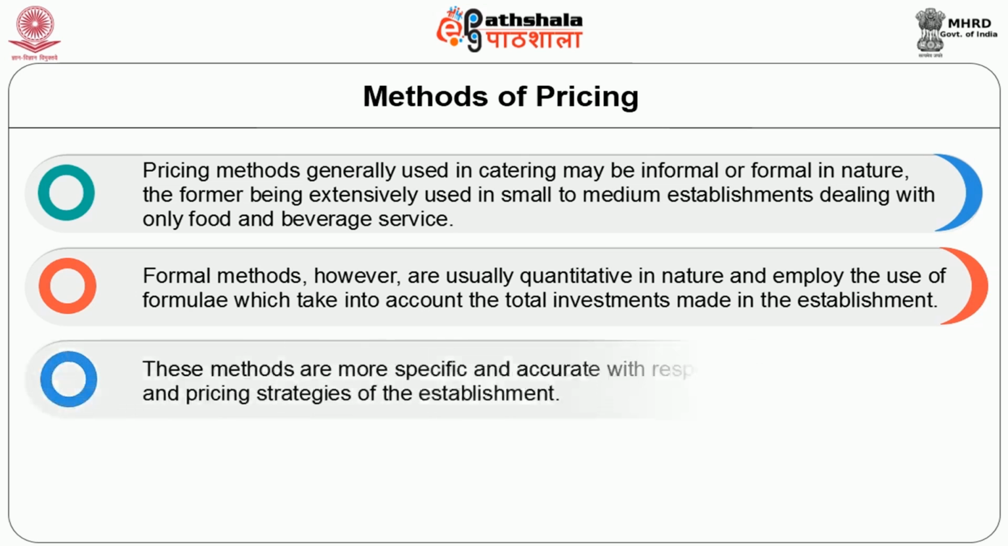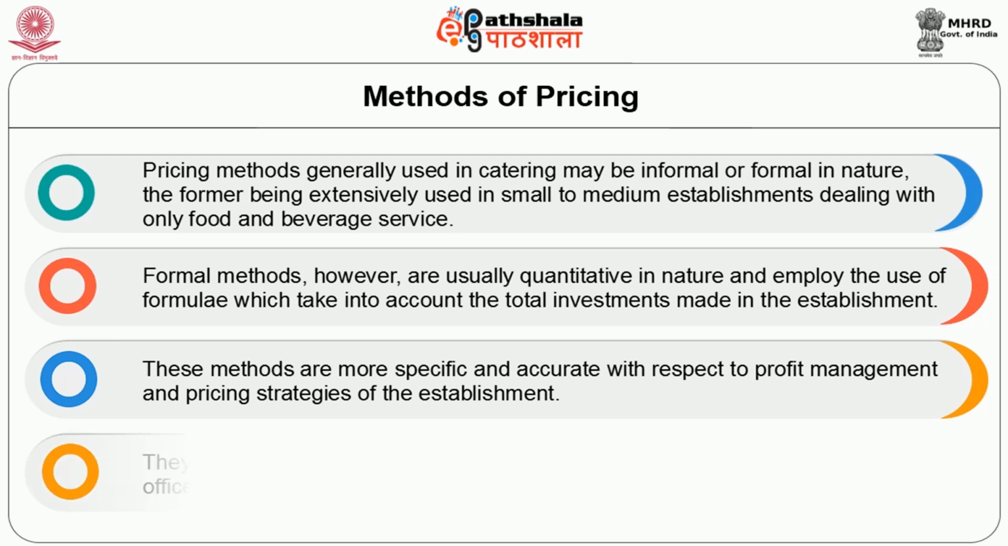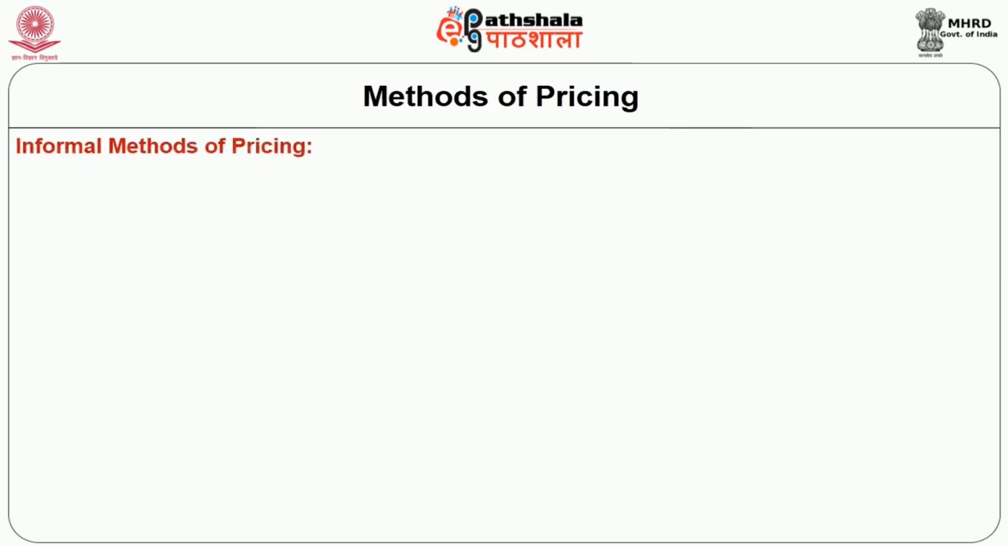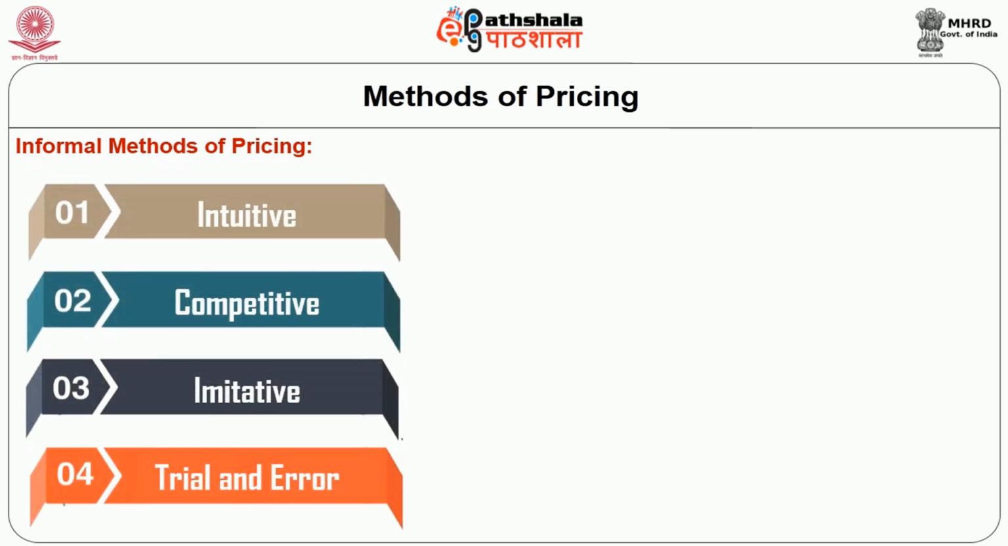These methods are more specific and accurate with respect to profit management and pricing strategies of the establishment. They are therefore used by establishments which offer services like room services, office and conference facilities, etc., apart from service of food and beverage. Informal methods of pricing. They are usually qualitative in nature and do not always take into account the total investments made in the business. There are basically 4 methods in this category used by food service establishments.